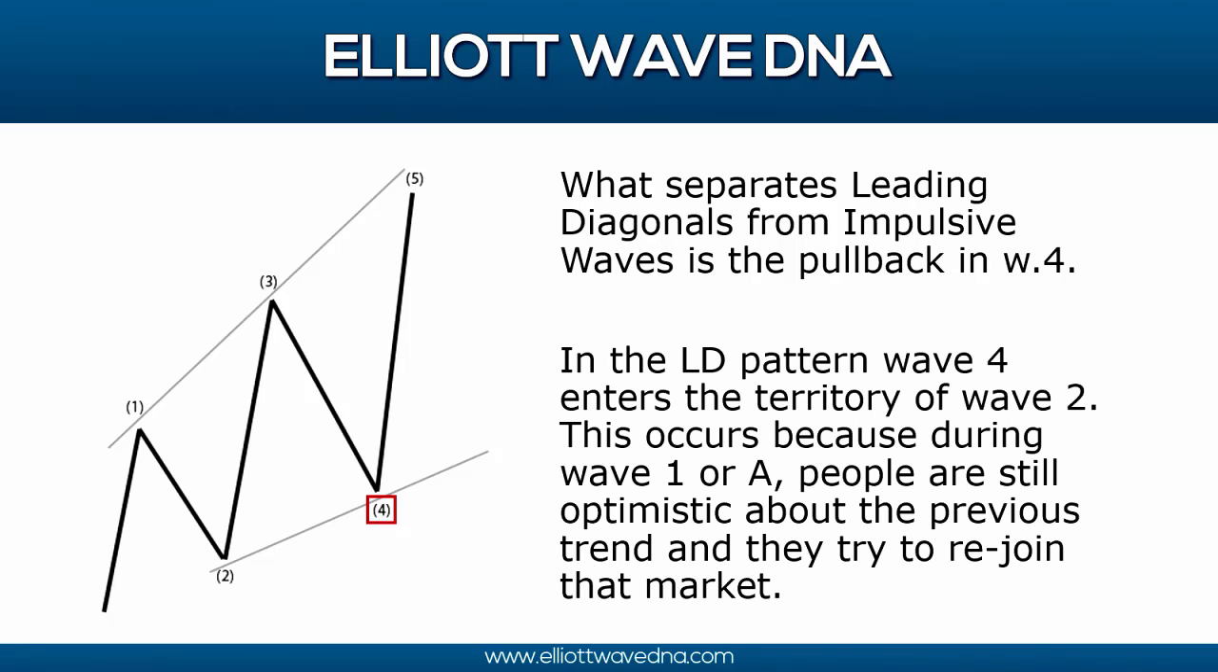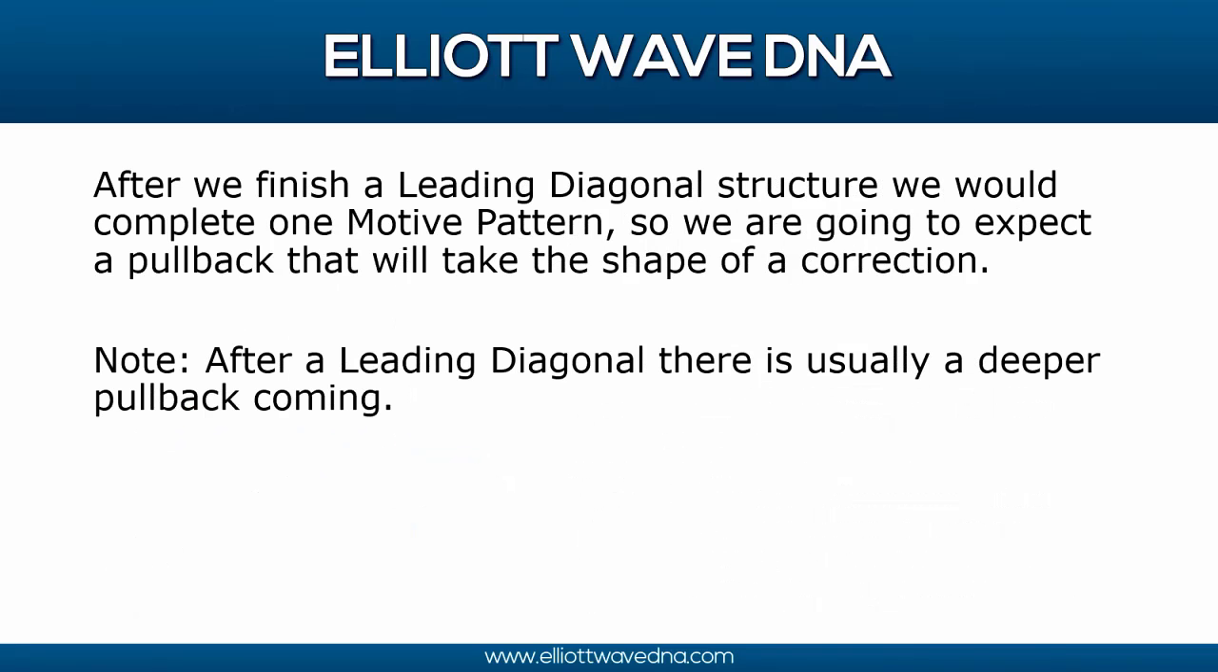In the leading diagonal pattern, wave 4 enters the territory of wave 2. This occurs because during wave 1 or A, people are still optimistic about the previous trend and they try to rejoin that market. After we finish a leading diagonal structure, we would complete one motive pattern. So we are going to expect a pullback that will take the shape of a correction. After a leading diagonal, there is usually a deeper pullback coming.